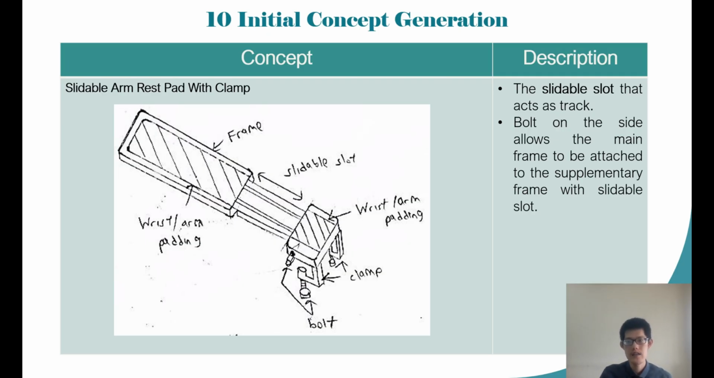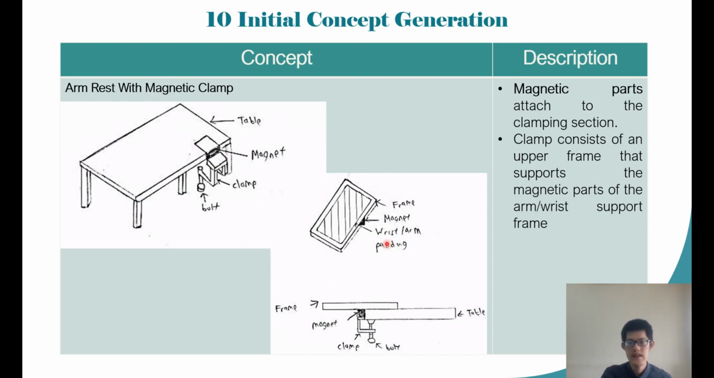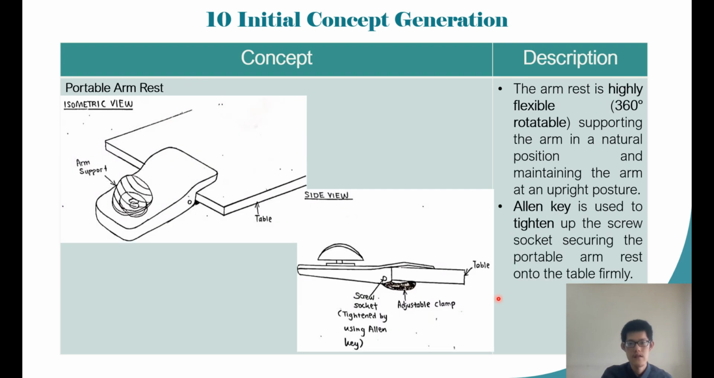My name is Fu Liang and I'm going to describe about 10 initial concept generation. The first type consists of a slidable slot that acts as a track. The second type has a magnetic part that is attached to the clamping section. For the third type, it is a portable armrest that allows the users to rotate 30 to 60 degrees along it, and it maintains the arm at an upright position.